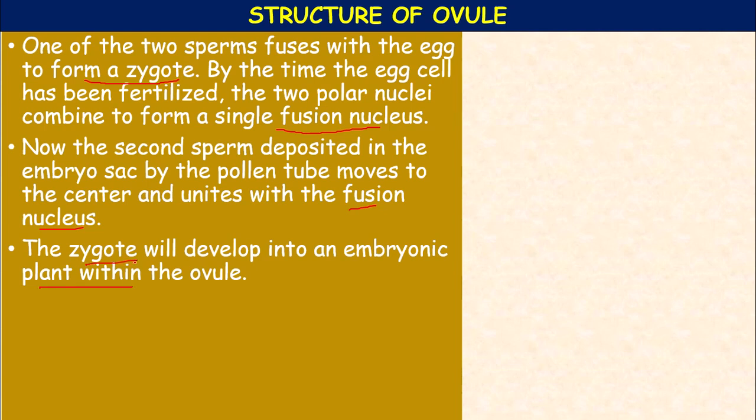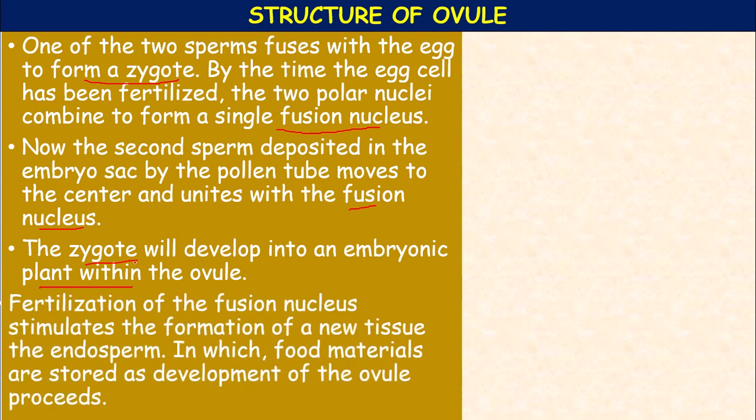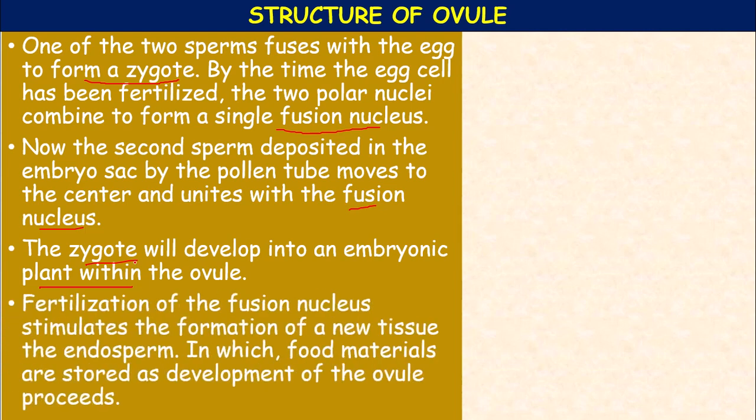The zygote will develop into an embryonic plant, or baby plant, within the ovule. The fertilization of the fusion nucleus, or secondary nucleus, stimulates the formation of new tissue.